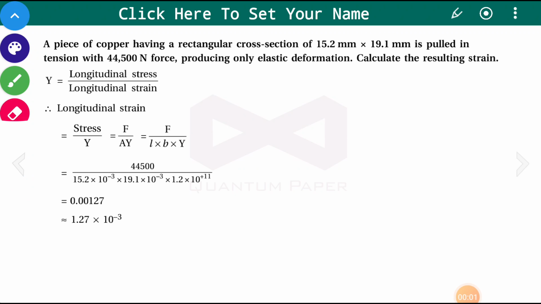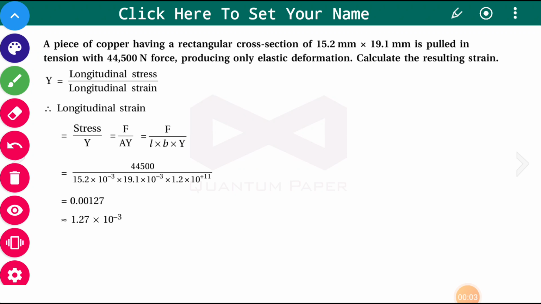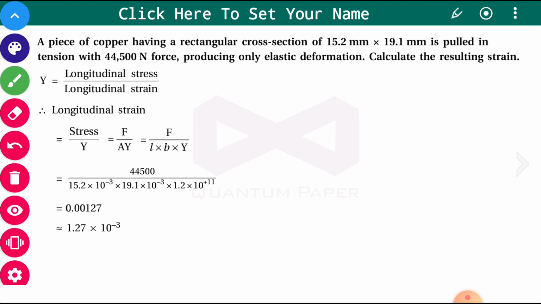Now we have another question, 9.8. A piece of copper having rectangular cross section of 15.2 millimeter by 19.1 millimeter is pulled in tension with 44,500 Newton force, producing only elastic deformation. Calculate the resulting strain. Now, as you know that Young's modulus is longitudinal stress upon longitudinal strain.